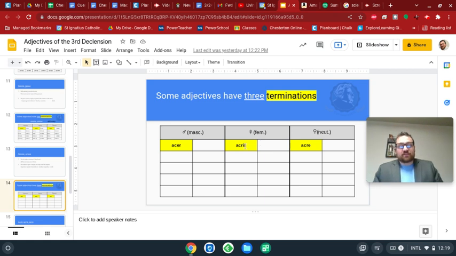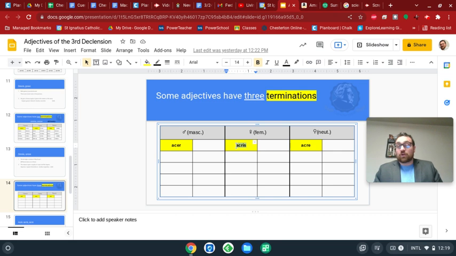You should notice that the is one is used in the feminine, and it was used in the feminine before, and the one with an e at the end, acre, is in the neuter. But what's new? Masculine has something different. Acer. Now we have three terminations: acer, acris, acre. And that's how adjectives of three terminations are going to be.